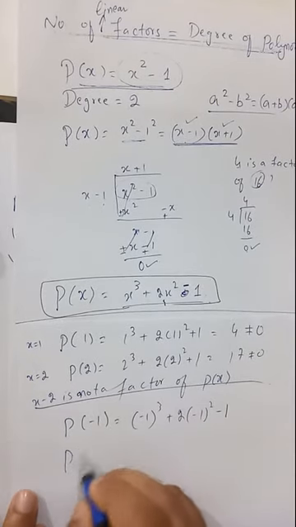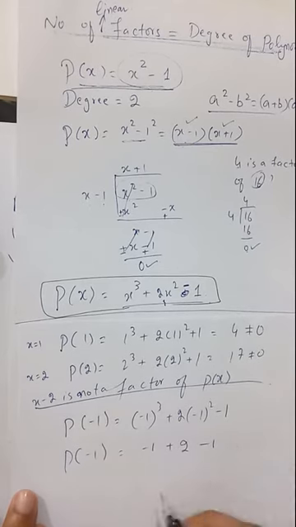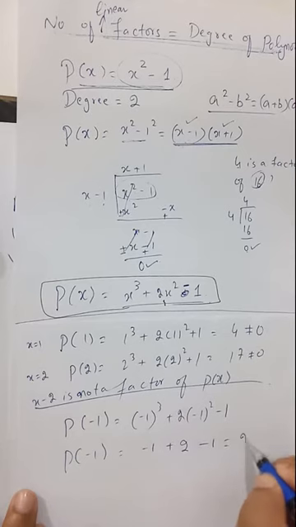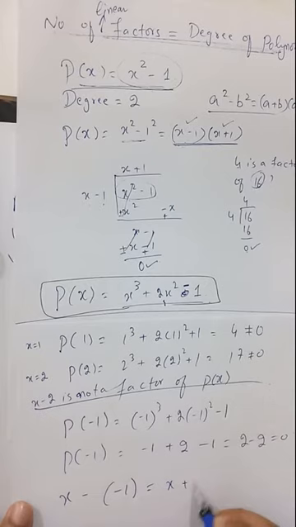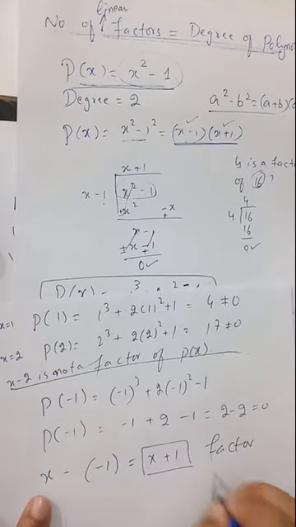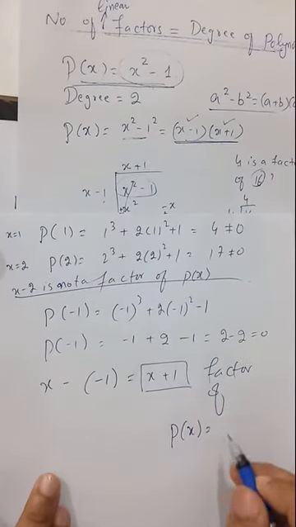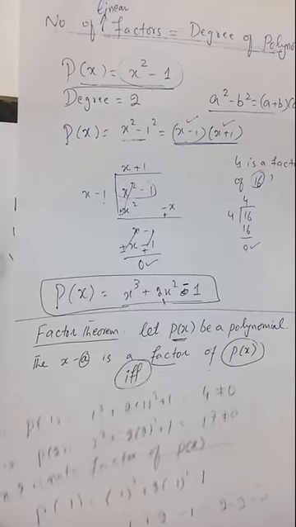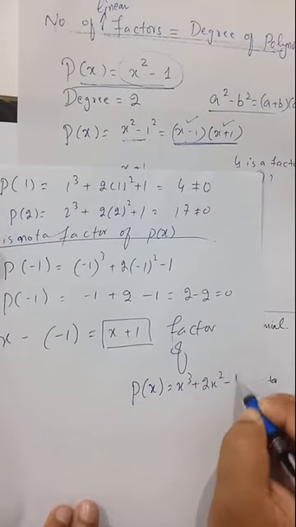So you see that P of minus 1 is equal to minus 1, this is plus 2, this is minus 1. So you see that plus 2 minus 2 equals 0. So x minus this value, this is minus 1, x minus this value is equal to x plus 1. This is a factor of P of x is equal to x cube plus 2x square minus 1.